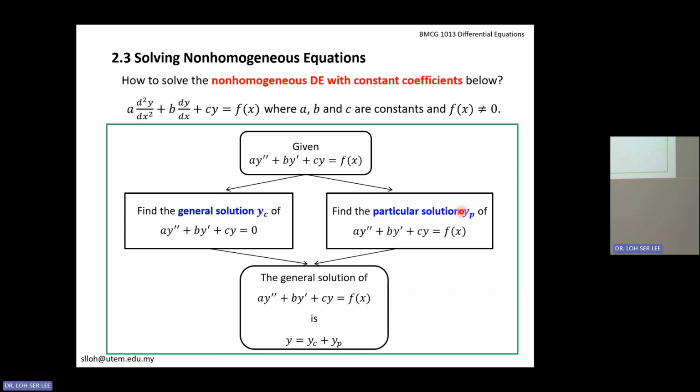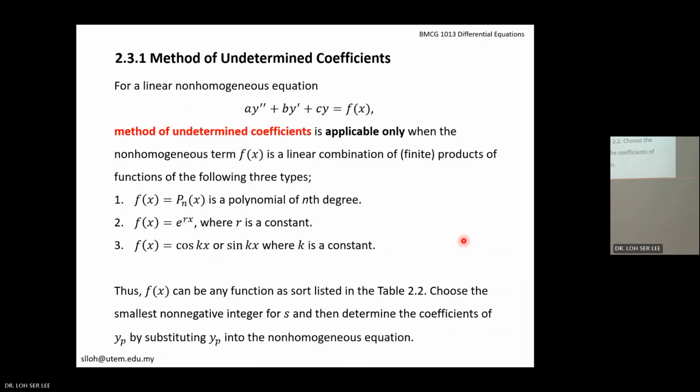Next we have to find another one, the particular solution, based on this f(x) function. Now we start with the first method. Today we will look at this method.